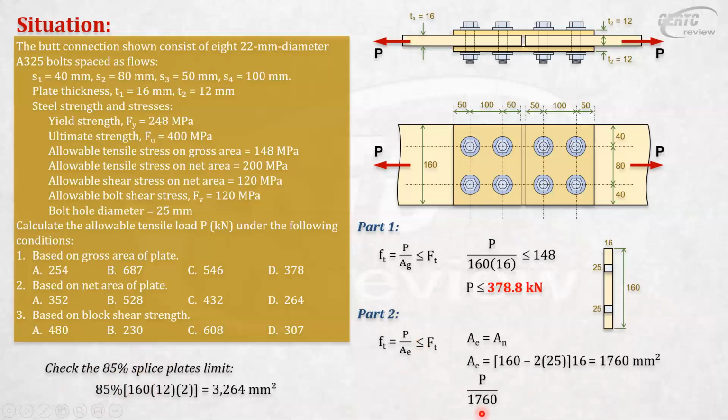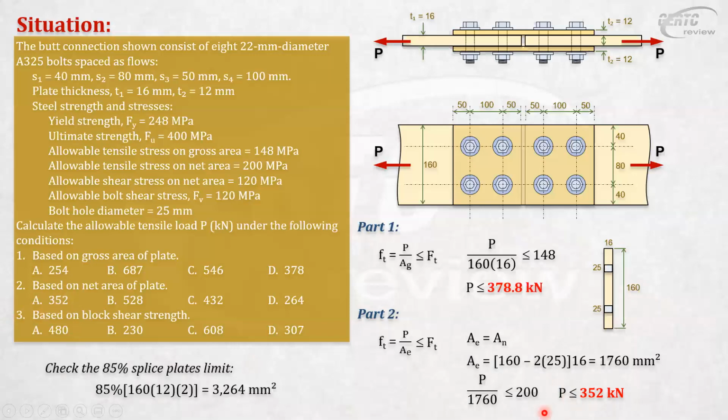So we already have the effective area, then substitute it here. P over the effective area must not exceed the allowable stress of 200 MPa. Then we get the P. So P must not exceed 352. So any P value not exceeding that is qualified. So the practical choice here is letter A.